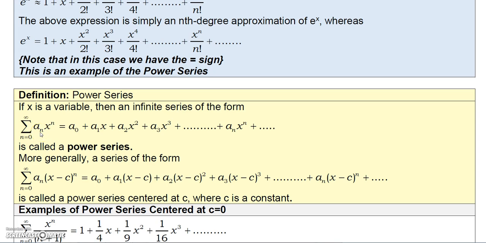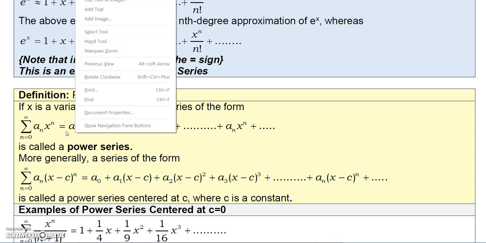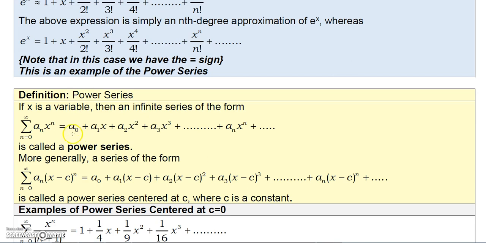So if n is 0, then the first term would be a naught, and then if n is 1, you would get a1 times x to the first. And then if n is 2, you would get a2 times x squared, and so forth. a3 times x cubed for n equal 3, and then the nth term would be a sub n x to the n. This is a power series.